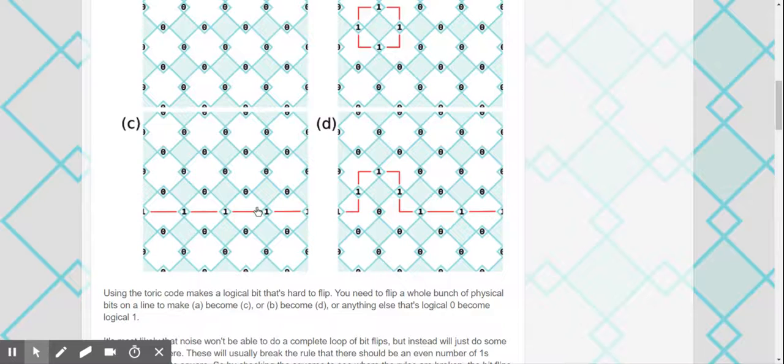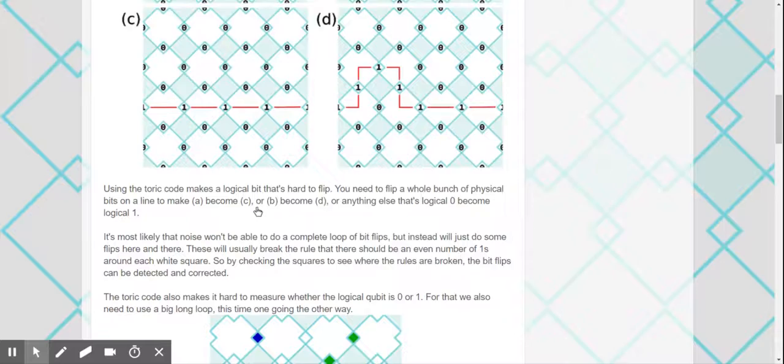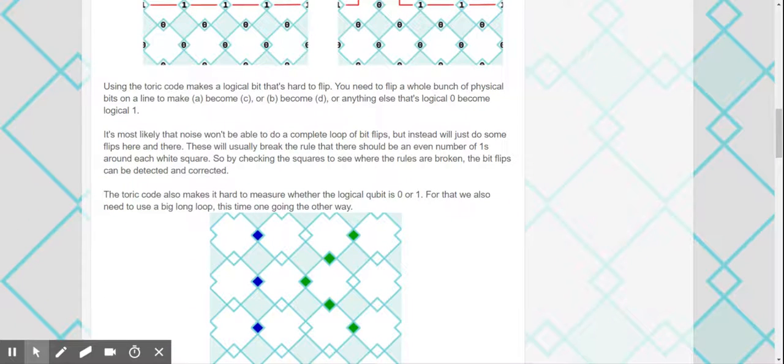Using the toric code makes a logical bit that's hard to flip. You need to flip a whole bunch of physical bits on a line to make A become C, or B become D, or anything else that's logical, so you become logical 1. It's most likely that noise won't be able to do a complete loop of bit flips, but instead it will just do some flips here and there. Then we'll usually break the rule that there should be an even number of ones around each square. So by checking the squares to see where the rules are broken, the bit flips can be detected and corrected.